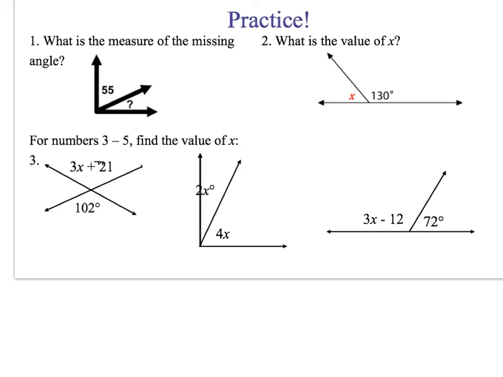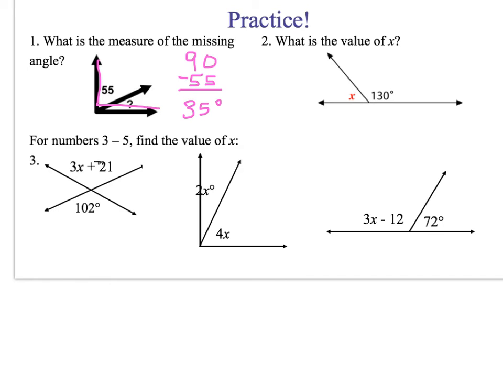Using your foldable in your notes, you're going to now practice and solve these 5 problems on your own. So solve number 1 now and then enter your answer. So number 1, I have a 90-degree angle. So to get the missing angle, I'm going to take my total 90, subtract 55, and I get 35 degrees for my missing angle.